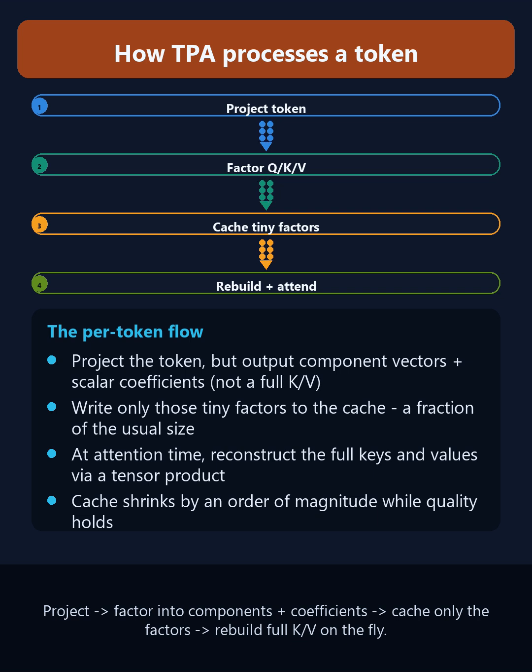Let's walk the flow for a single token. First, its hidden state is projected, but instead of producing a full key and value, it produces a small set of component vectors plus matching scalar coefficients. Those tiny factors, not the full vectors, are what get written to the cache. When attention runs, the full keys and values are reconstructed on the fly by taking the tensor product of the factors. Because so little is stored, the cache shrinks by an order of magnitude while quality holds.